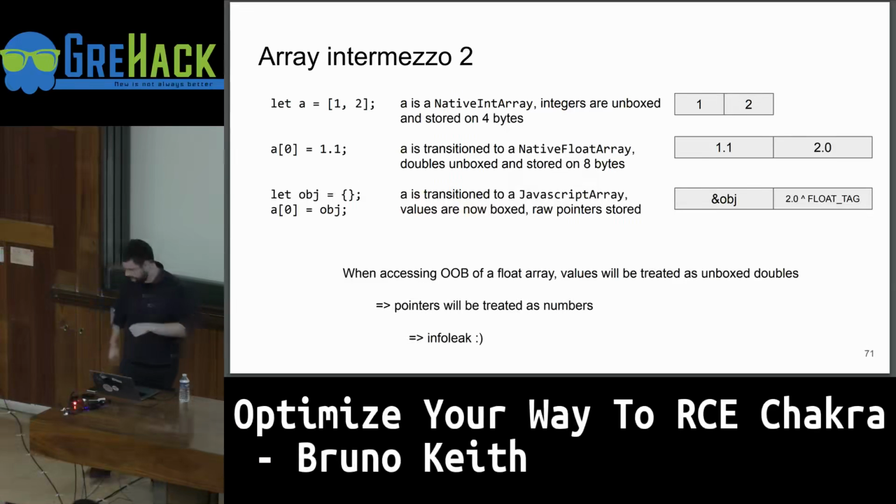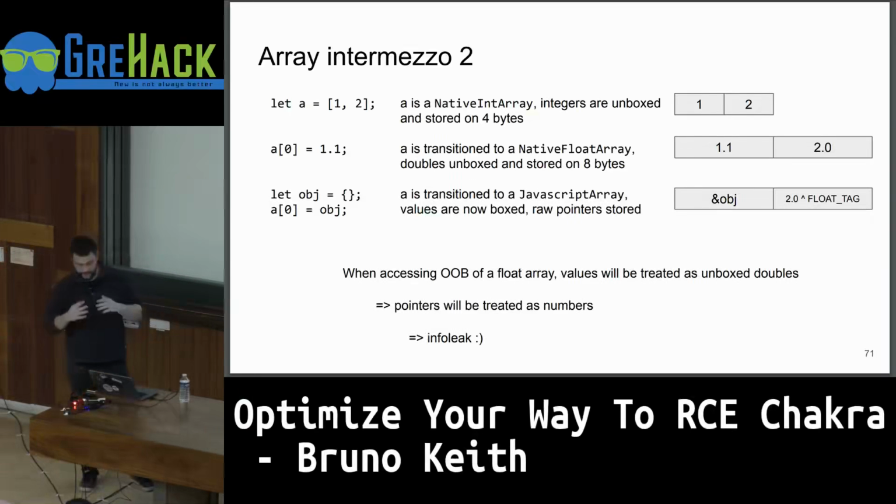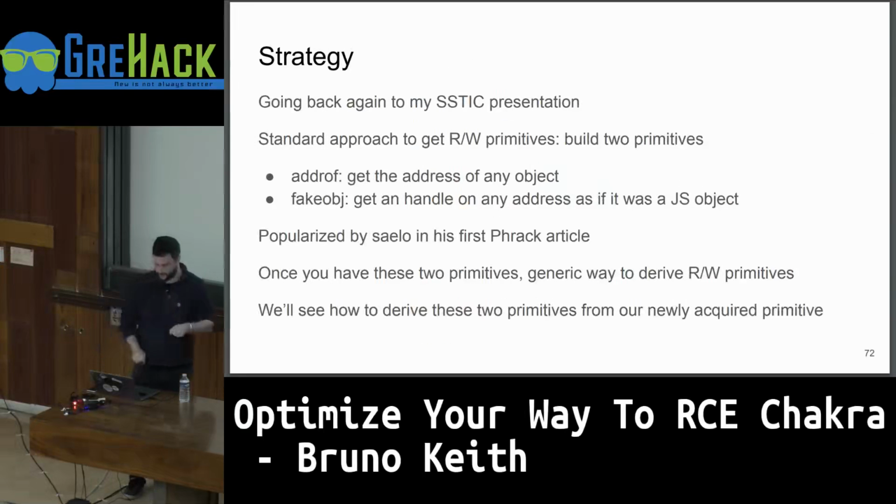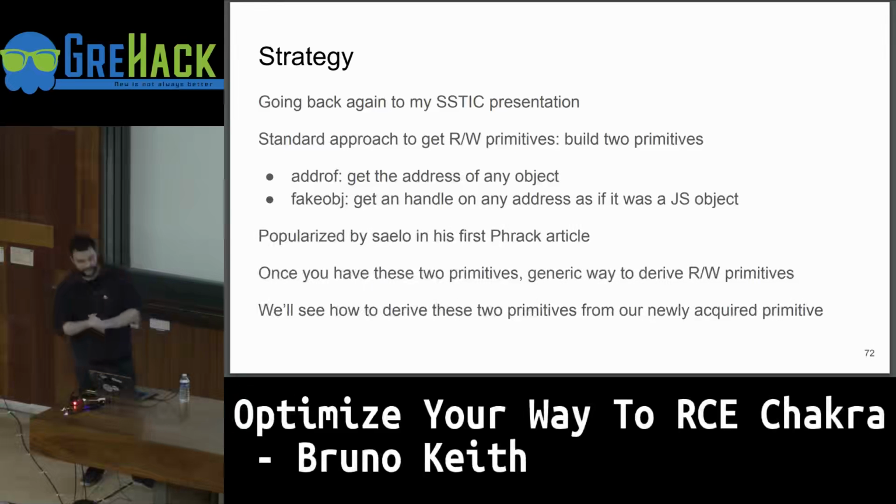Now the thing is, if we are accessing out of bounds of a float array, then for the engine itself, all the values that we'll be looking at or accessing are supposed to be unboxed double numbers. Which means that if we read out of bounds a pointer, then the engine will treat that as a float. So here we basically have a vector of attack to get an info leak by trying to read the pointer as a double value and getting that value back. And we'll be able to do it the other way around as well, accessing from an object array into that, and we'll be using that now to continue compromising the target.